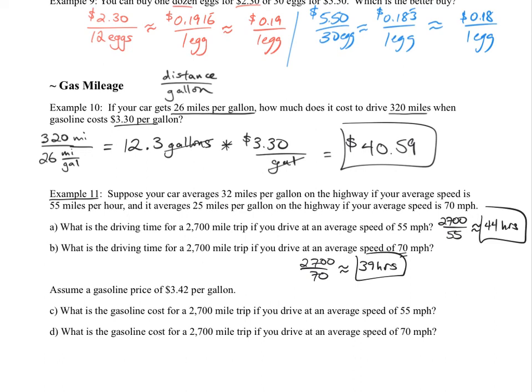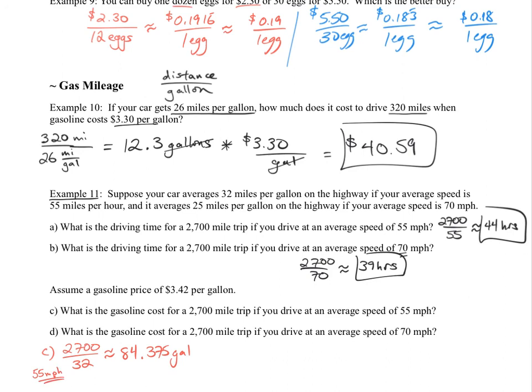Cool. Now, this one can get a little bit wonky here. Assumed gasoline price of $3.42 per gallon. What is the cost for this particular trip at 55 miles per hour? And what is the cost for this particular trip at 70 miles per hour? So I'm going to do part C over here in red. Well, if we wanted to know how many gallons we were using, that information is way back up here at the beginning. So for 55 miles per hour, we're getting 32 miles per gallon. So how many gallons for a 2,700 mile trip? We would just divide by 32 miles per gallon, giving us a total of 84.375 gallons. So this is the number of gallons at 55 mph.